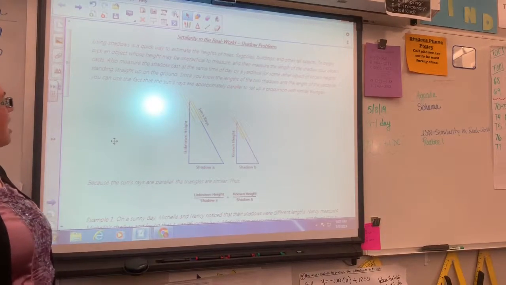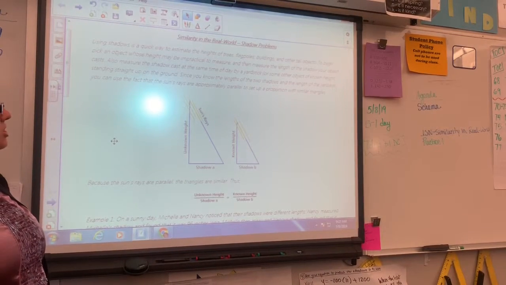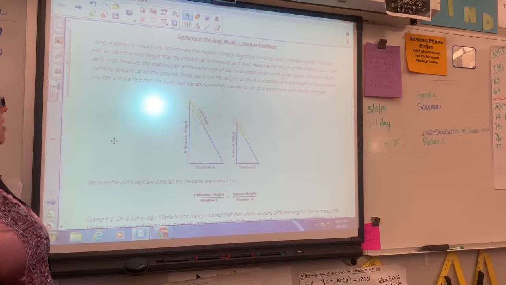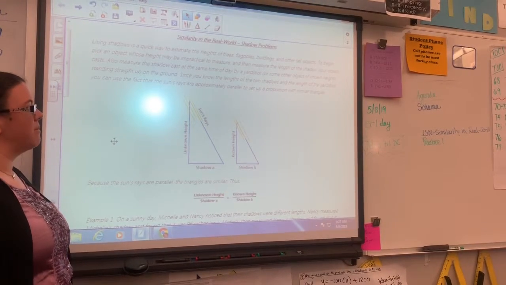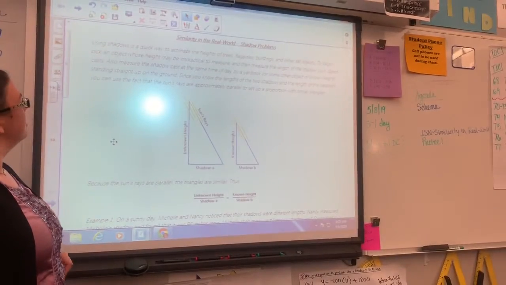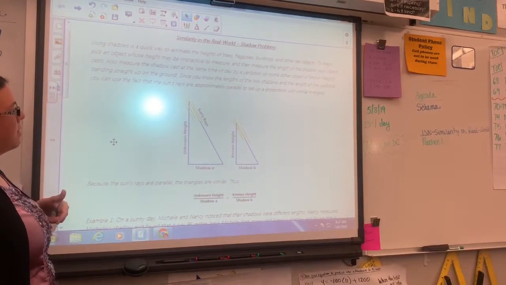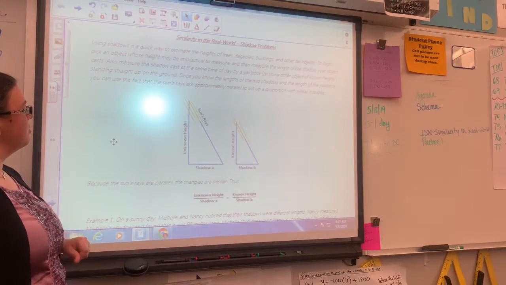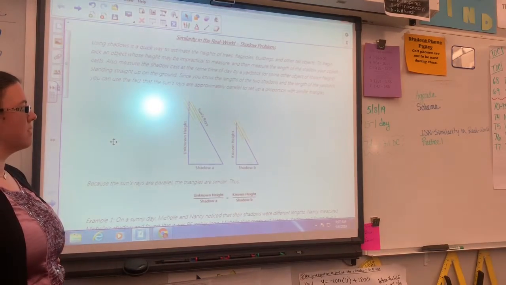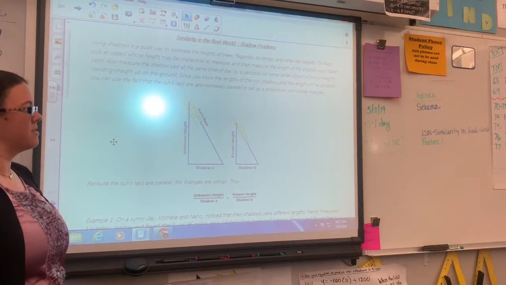To begin, pick an object whose height might be impractical to measure, and then measure the length of the shadow your object casts. Also measure the shadow cast at the same time of day by a yardstick or some other object of known height, standing straight up on the ground. Since you know the lengths of the two shadows and the height of the yardstick, you can use the fact that the sun's rays are approximately parallel to set up a proportion with similar triangles.